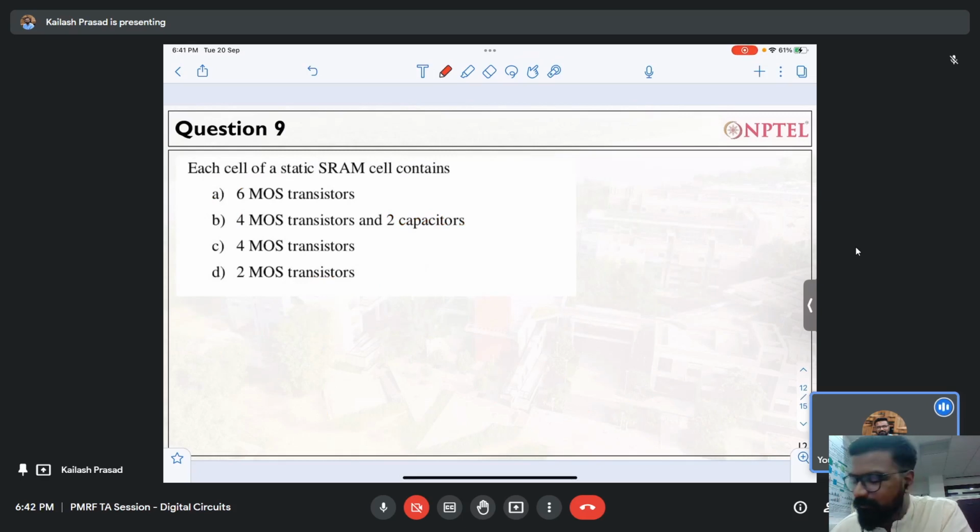Moving to the next question. Now we are talking about SRAM. Earlier we talked about DRAM, now we are talking about SRAM. The question is, how many transistors or capacitors do you have in an SRAM cell? Anybody knows this?